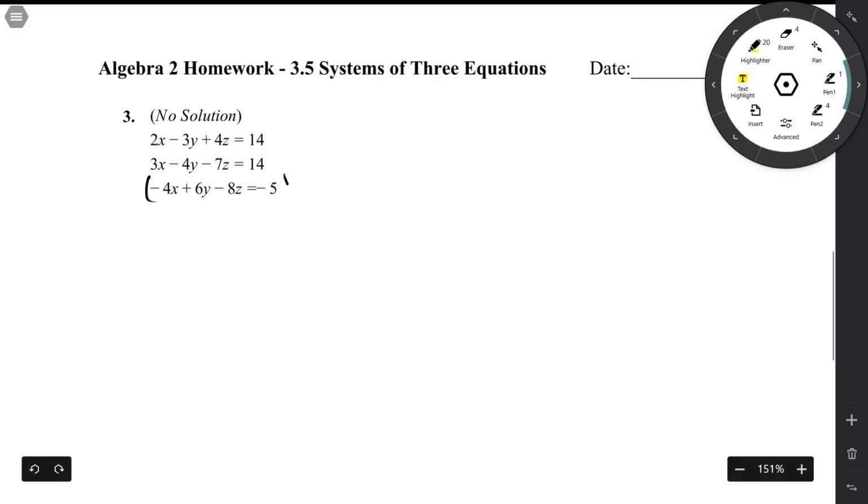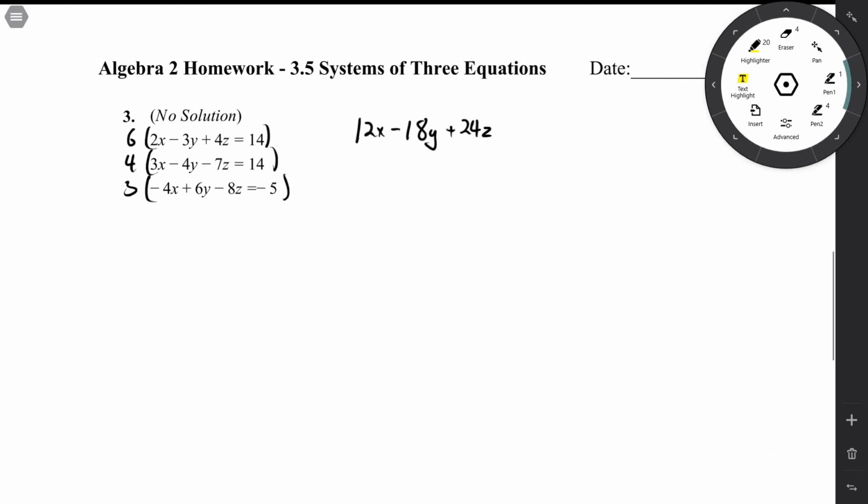So I'll multiply this bottom one by 3. I'll multiply this one here by 4, and this whole one here by 6. So this can be a lot of little arithmetic. That's why I always suggest having your calculator near you. I'm going to use it for the 4s and 7 and the 3 and 8. Why not? Might as well. So this top one, though, we'll get 12x minus 18y plus 24z. Oh, and I'm definitely using it for 6 times 14. 6 times 14, 84.